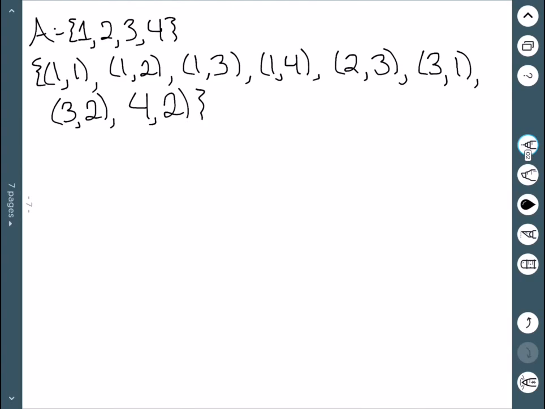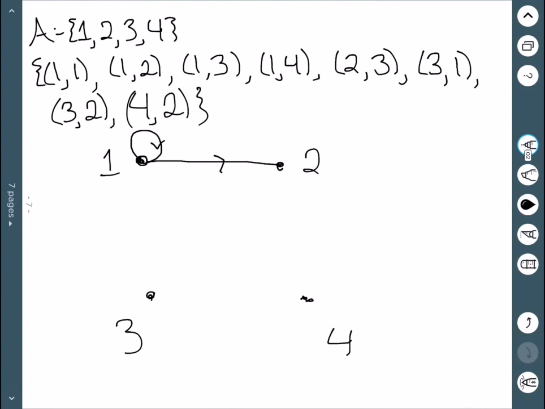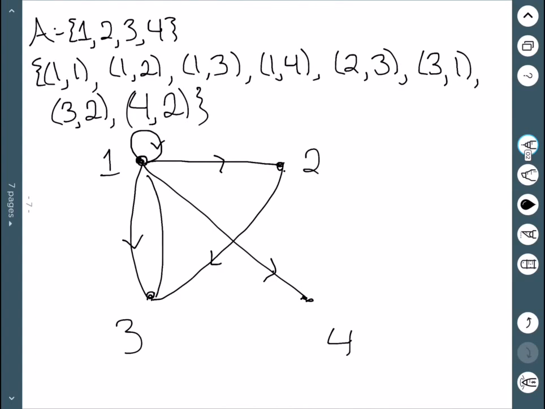Here, we have a relation on the set 1, 2, 3, 4. So, the 1, 2, 3, 4 will represent our vertices, and we'll have edges going between them. The fact that we have the point 1, 1 says I need an edge starting at 1 and ending at 1. So we have this little loop. We also have one from 1 to 2, one from 1 to 3, one from 1 to 4. I have one between 2 and 3. From 3 to 1. From 3 to 2. And then the last one from 4 to 2. So here is the digraph.